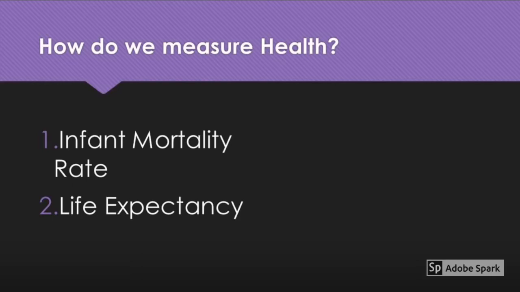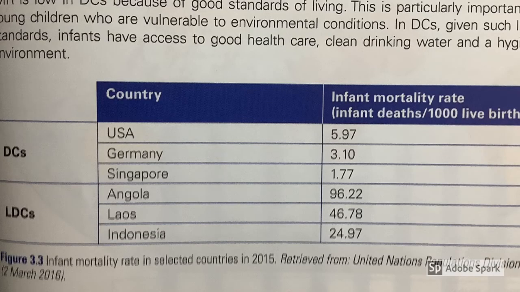Right, the details on how the calculation is done, the formula and all, is found on page 177 of your textbook. Now on page 177 you will see this table, Figure 3.3, which shows you examples of DCs and what their IMR looks like. Right, so if you look at it very carefully, contrasting it to LDCs, the numbers do vary very significantly, especially if you look at the one that they show for Singapore, which is 1.77. You look at Angola, it is 96.2.